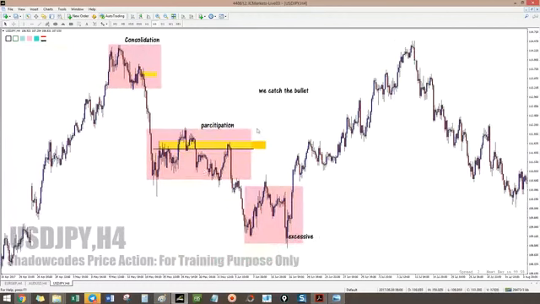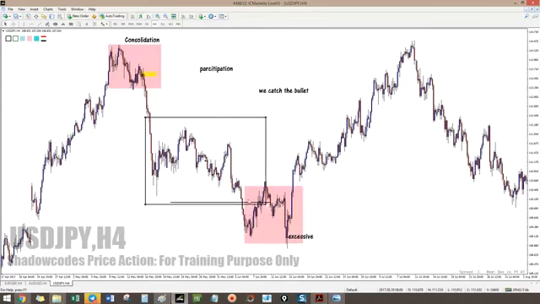If you're entering on this QM on a lower time frame, it will look something like this. Okay, let's focus on this one only. We focus on this one only.